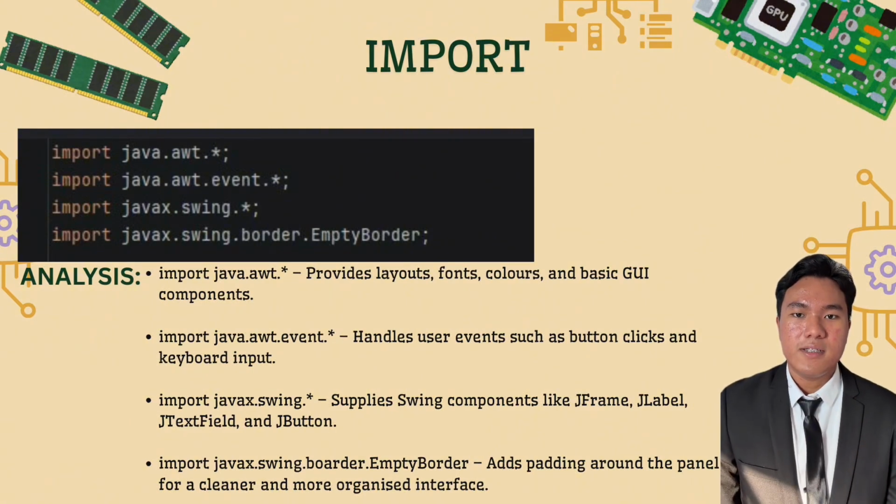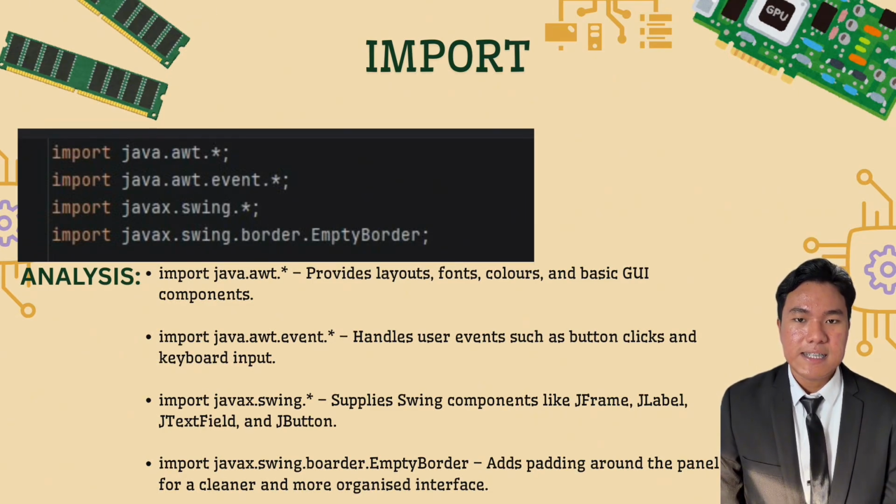Then import javax.swing. It imports the Swing package which contains modern GUI components like JFrame, JButton, JTextField, and JLabel that we use to create the number converter interface. Lastly, import javax.swing.border. EmptyBorder is used to create spacing around the panel, making the interface look cleaner and more organized instead of placing components too close to the window edges.